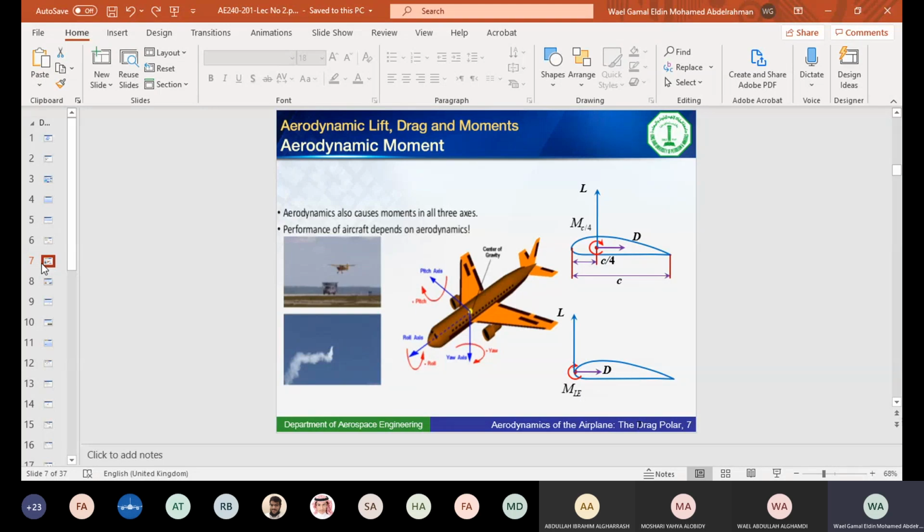Forces are not the only thing generated on the wing by the pressure and friction. Pressure and friction also generate moments on the wing. If this moment is around the lateral axis, we call this the pitching moment. That's the moment that tends to move the aircraft up or down. Then we have the moment that rotates the aircraft to the right or left, the yawing moment, and of course the other one that tends to roll the aircraft around the longitudinal axis, which is called the rolling moment. So we have pitch, yaw, and roll.